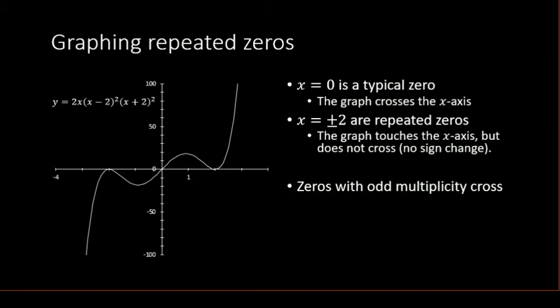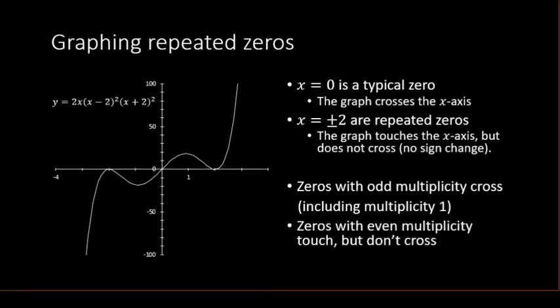In fact, zeros with an odd multiplicity, that is, that occur an odd number of times, are going to cross, like the one in the middle. 1 is an odd number. So x equals 0 crosses right through there. And the ones with even multiplicity, like 2, 4, or 6, are going to touch but not cross the axis.